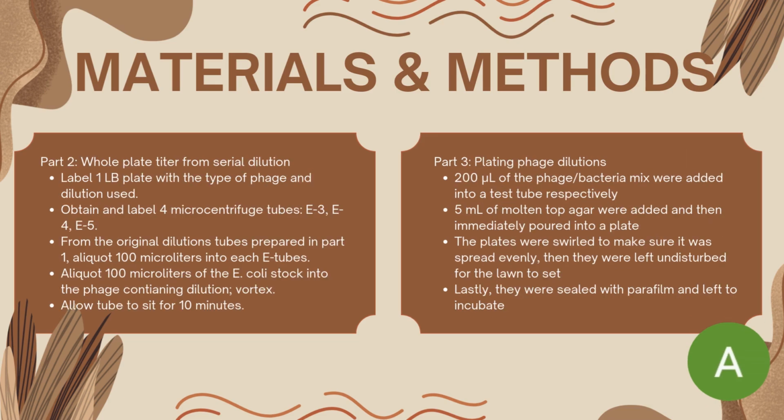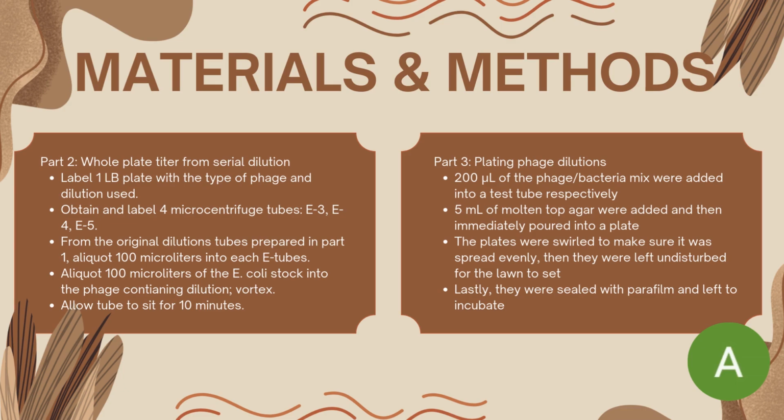Part 2 of this investigation involves creating a whole plate titer from the serial dilution. First, we will label one LB plate with the type of phage and dilution used. We will then obtain and label 4 microcentrifuge tubes, E3, E4, and E5. From the original dilution tubes prepared in part 1, we will then aliquot 100 microliters into each of the E tubes created. Then we will aliquot 100 microliters of the E. coli stock into the phage containing dilution before vortexing. Then those tubes will be allowed to sit for 10 minutes.